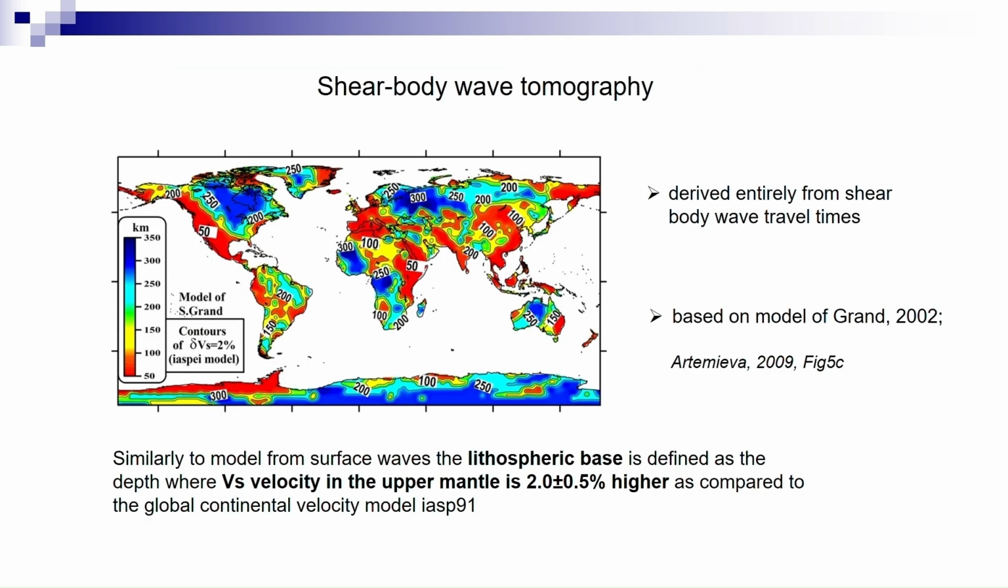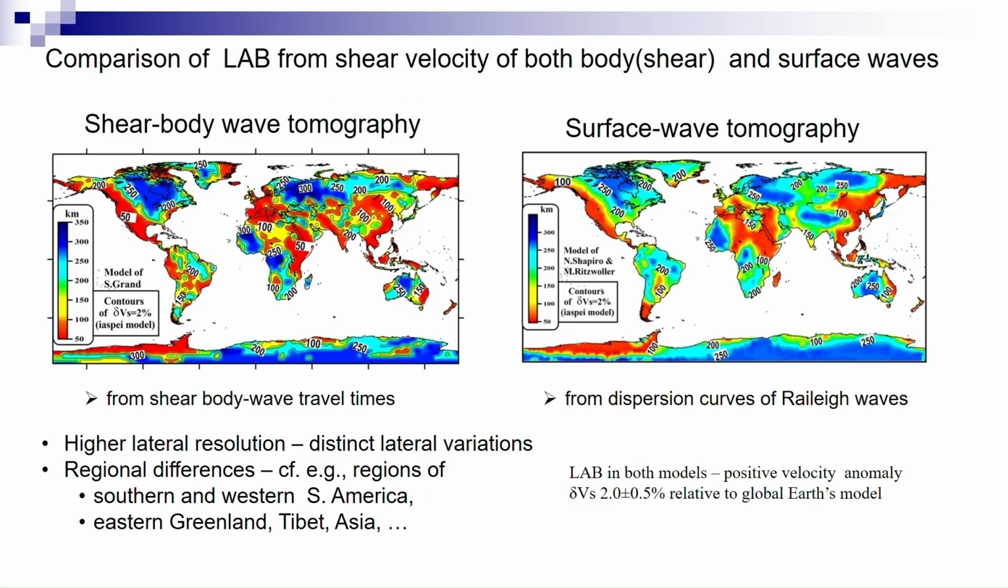This slide shows the LAB model derived entirely from shear body wave tomography. Similarly to models from surface waves, the lithospheric base is defined as the depth where Vs velocity in the upper mantle is 2% higher in comparison with the global continental velocity model IASP-91. The next slide shows a comparison of this model on the left with the model from surface waves on the right.